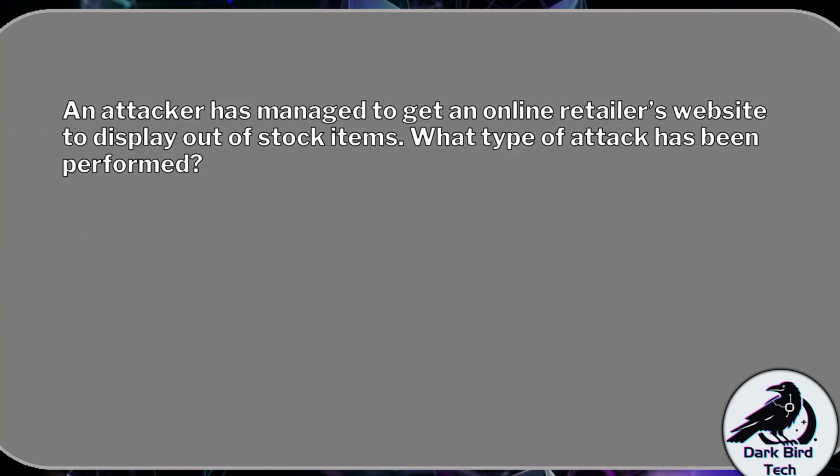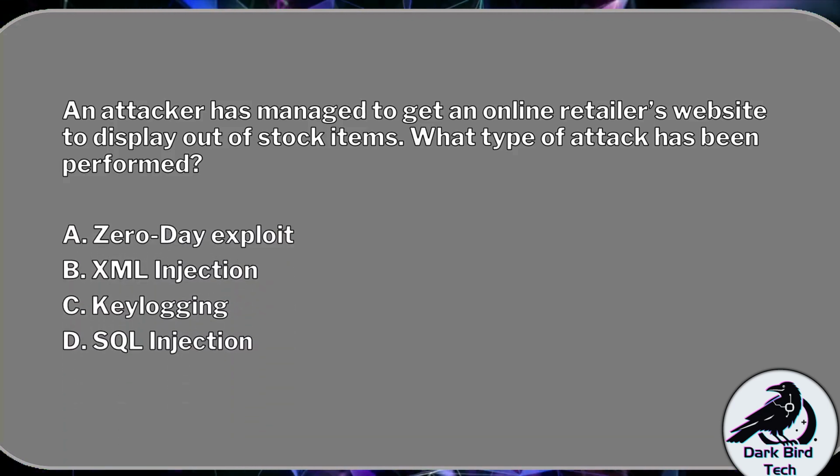Moving along there. Next up, an attacker has managed to get an online retailer's website to display out-of-stock items. What type of attack has been performed? So we've got zero-day exploits, XML injection, keylogging, and SQL injection. Okay, so let's look at the options and the attack as we go through this. So an attacker has managed to get a retailer's website to display out-of-stock items.